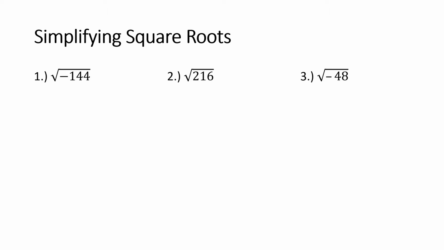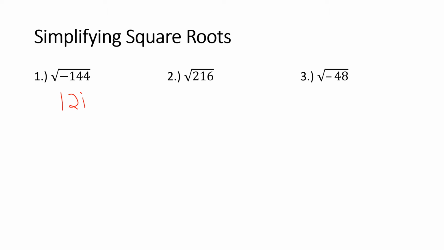To begin, we need to remember how to simplify square roots. Number 1, we have the square root of negative 144. Well, remember that the square root of 144 is just 12, so the square root of negative 144 would be 12i. That's an imaginary 12.